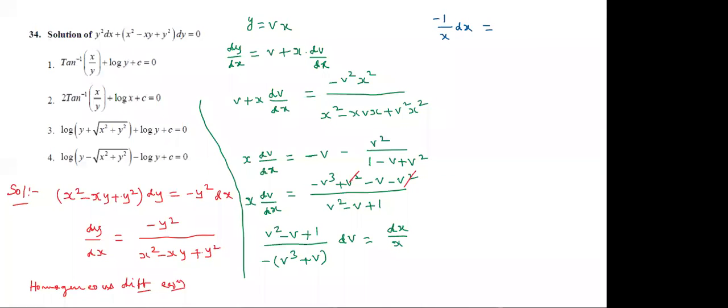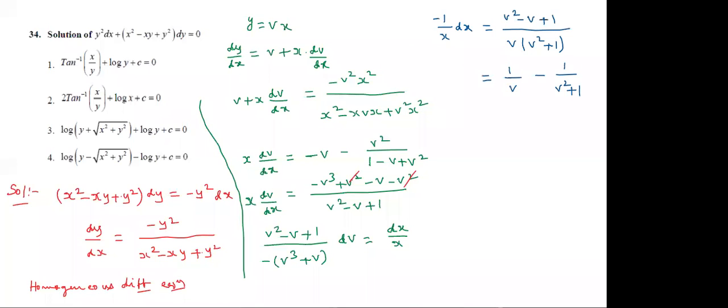Remaining part, observe that. How to do that? So that is v square minus v plus 1 divided by, denominator take v common, we get v square plus 1. This is split into partial fractions. I am expecting that we get 1 by v minus 1 by v square plus 1. If you are having doubt, take the LCM and observe that you will get the above step.